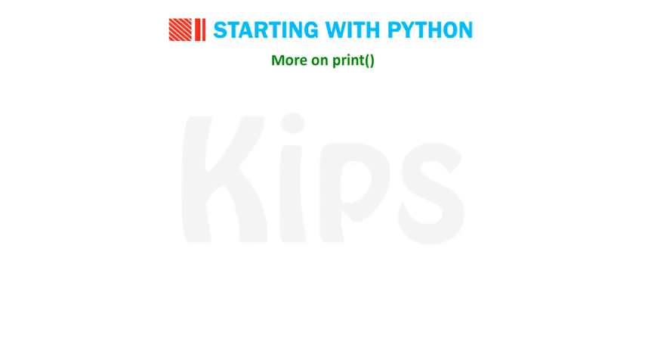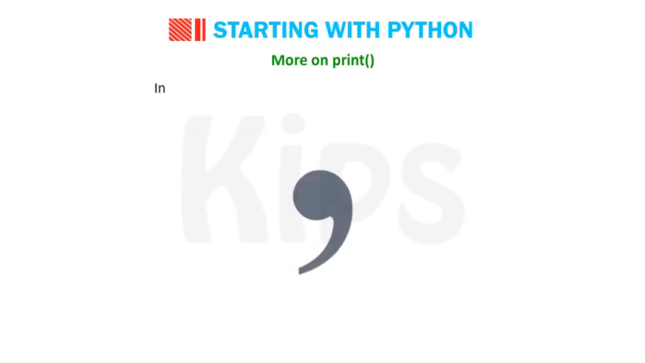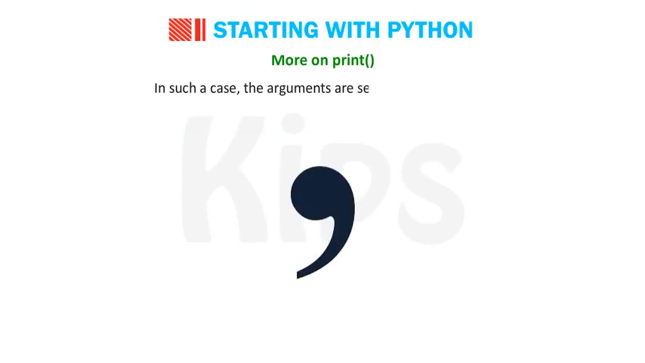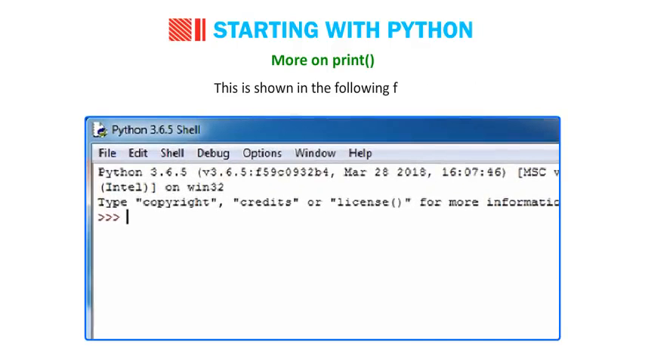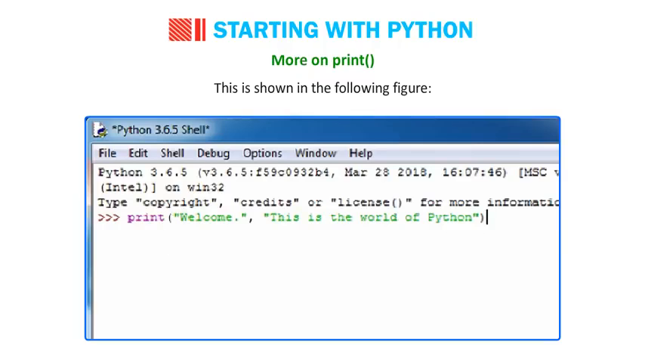More on print. We can also pass more than one argument to the print function. In such a case, the arguments are separated by commas. This is shown in the following figure. print("Welcome", "This is the world of Python") gives: Welcome This is the world of Python.